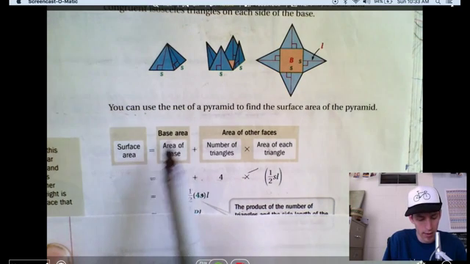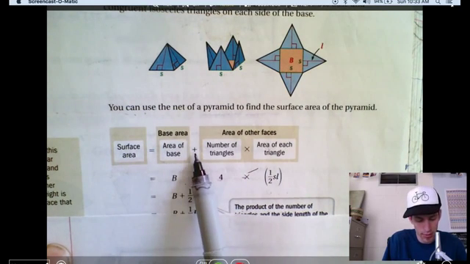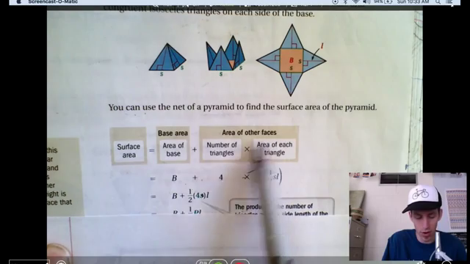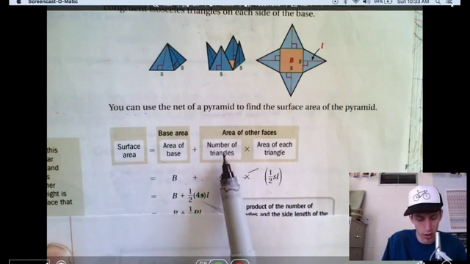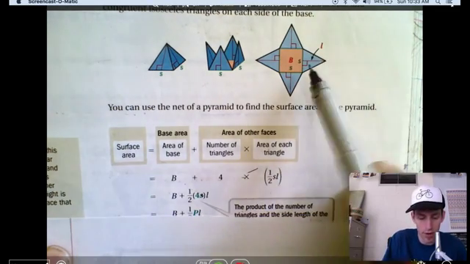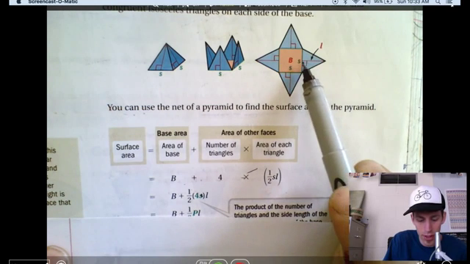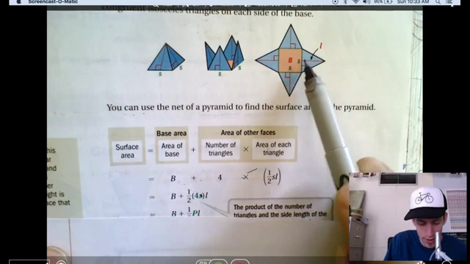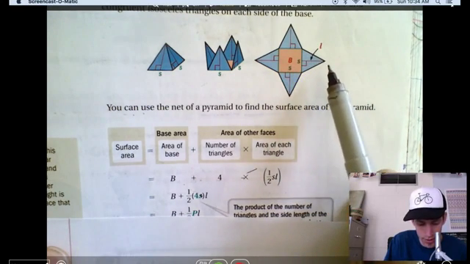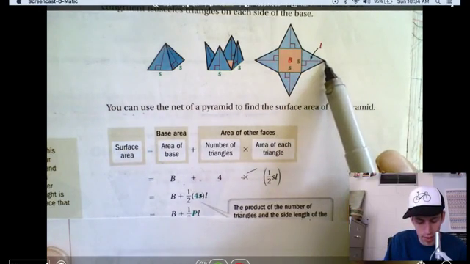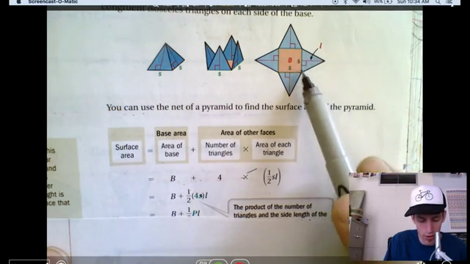Surface area of a pyramid: base area, area of the base, plus area of the other faces. Number of triangles, because the faces are always triangles in the case of a pyramid. In our case we have 4, 1, 2, 3, 4, times the area of that triangle. Well, how are you going to find the area of this triangle? You're going to have to do base times height divided by 2. Base, this S letter, times height, L, or slant height, from the original shape, right? Base times height divided by 2. That'll give you the area of this triangle.